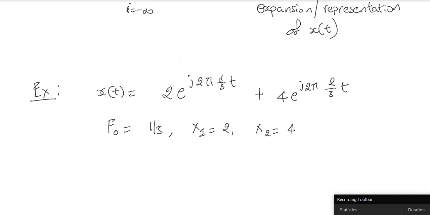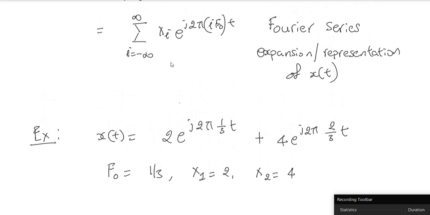So here the fundamental frequency is 1/3, and therefore x1, the first coefficient, is 2, and x2 is 4. Now this 2 is the weight of the fundamental frequency signal, and 4 is the weight of 2 times the fundamental frequency signal. Okay, and that's how we get this. And then basically I want you to pause the video and compare these to that sigma notation there.